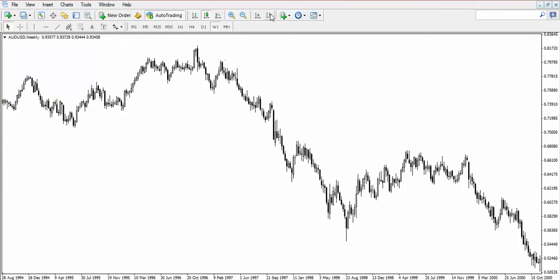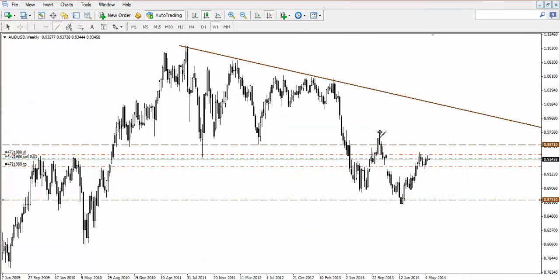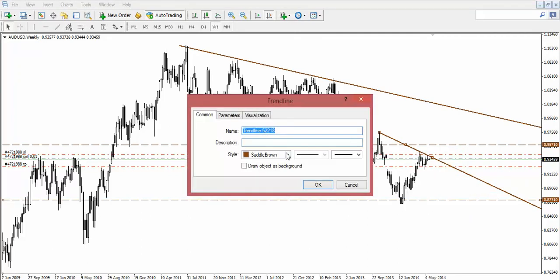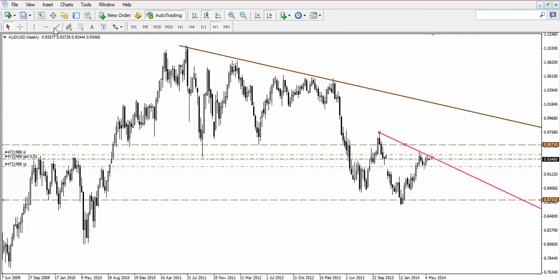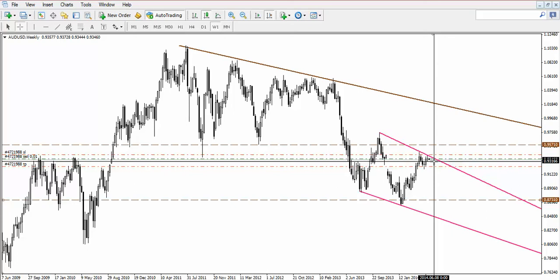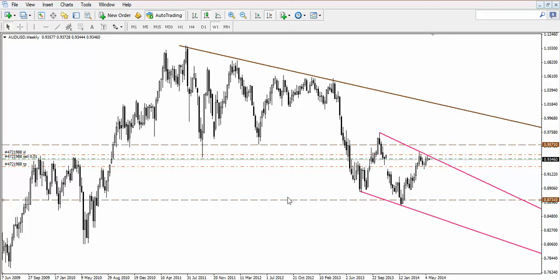Going down to the weekly chart, you can see that we have a descending trend line here, and we can connect bottoms as well, and doing that provides, or I feel it provides, a nice target to work towards. So you can see there that from current levels, that's about 850 pips, which is not bad.